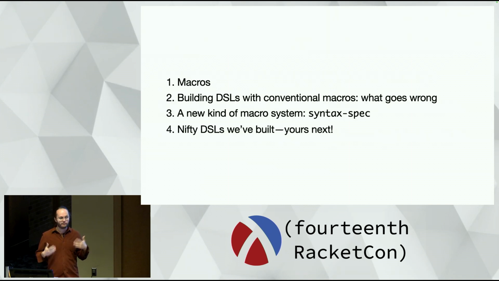So to get there, for anybody in the audience who's not already super familiar with Racket's macros, I'm going to start with a little introduction on how those look and some salient points for these issues. We're going to look at what happens when we try to build a DSL with conventional macros, and what goes wrong in my view. And then this new kind of macro system and this particular implementation of it, Syntax Spec in Racket. And then I'll show you some of the cool DSLs that we've built with various collaborators. And hopefully at the end, you will be chomping at the bit to build your own.